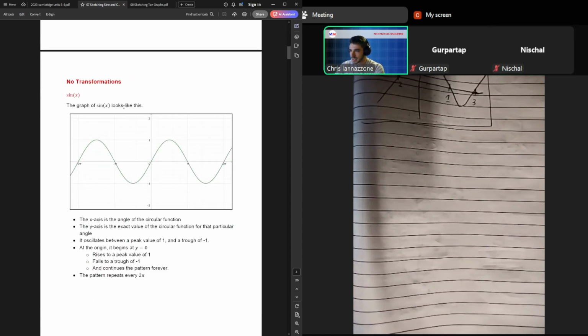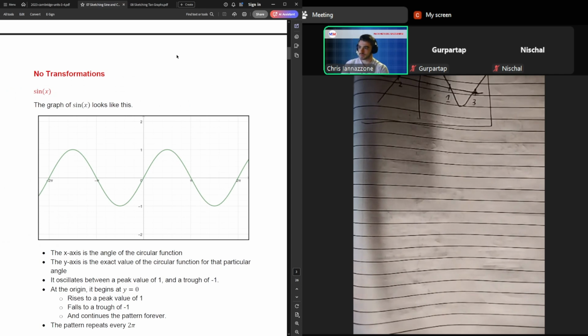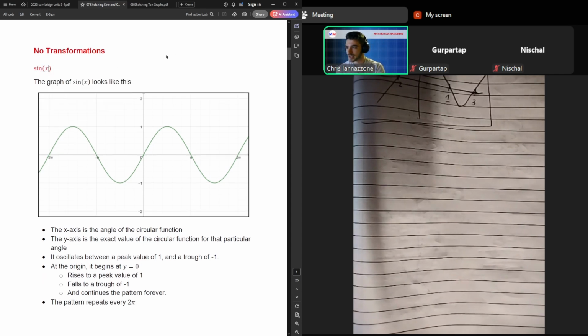As far as circular functions, you can think of them as wave-like patterns. In the screen share, what you're seeing is the graph of sine x. You might have seen this before when it comes to trig ratios, right? Sine, cos, and tan. You can actually graph those, and the graph of sine x looks like this. It is a wave-like pattern. It repeats its pattern every so often.